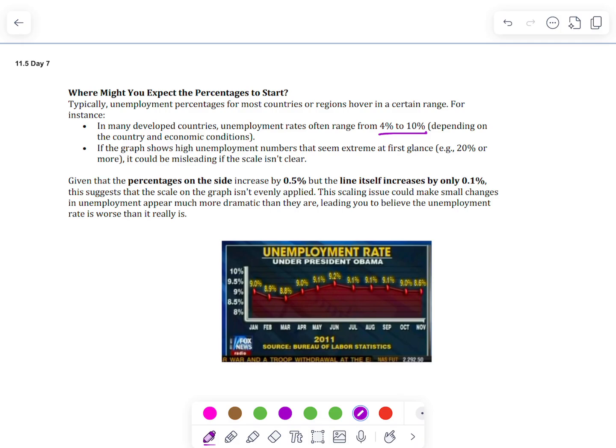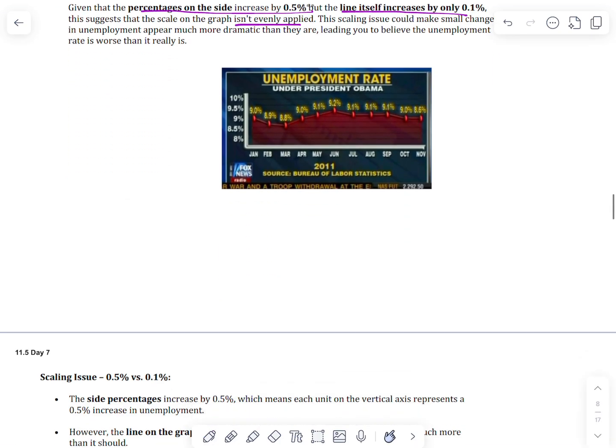Given that the percentages on the side increase by 0.5%, but the line itself increases by only 0.1%, this suggests that the scale on the graph isn't evenly applied. The scaling issue could make small changes in unemployment appear much more dramatic, leading us to believe unemployment is much worse than it really is.